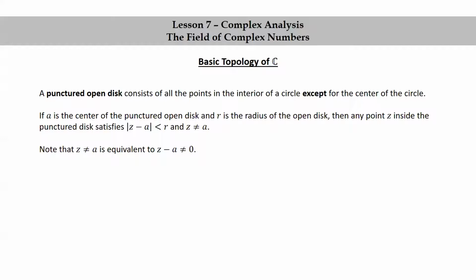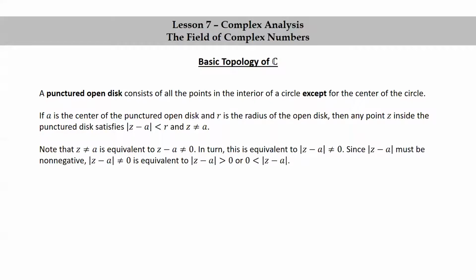Note that Z not equal to A is equivalent to Z minus A not equal to 0. And in turn, this is equivalent to the absolute value of Z minus A is not equal to 0. Since the absolute value of Z minus A must be non-negative, the absolute value of Z minus A non-zero is equivalent to absolute Z minus A greater than 0, or this could also be written as 0 less than the absolute value of Z minus A.